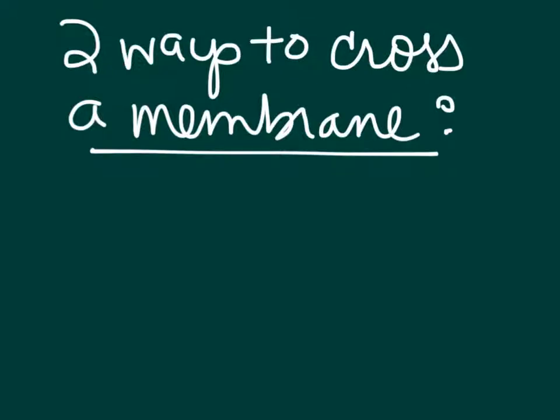There are two ways to cross the cell membrane. You can either freely cross it, just go at random back and forth, or you can have help. We said very small things are going to freely pass because they can fit through those spaces. They can wiggle through, no problem.